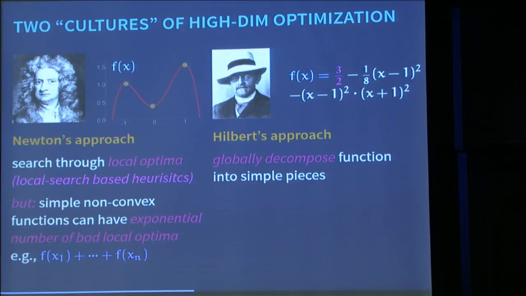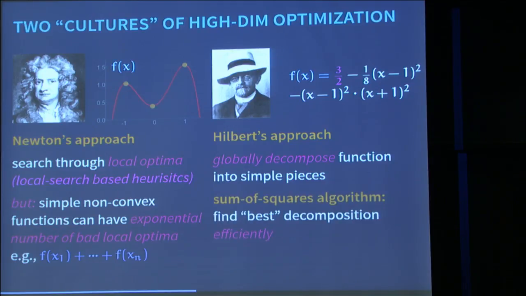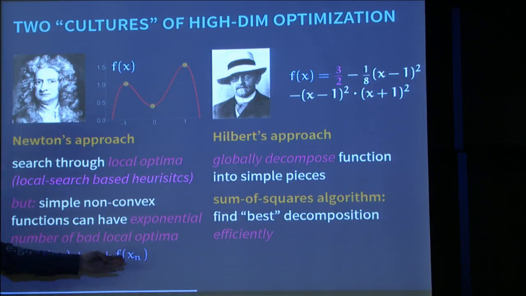Okay, and what's remarkable about this approach is that it can be made efficient almost in full generality, and that is what this sum of squares algorithm achieves. So it has a property that whenever there exists a decomposition of small size, for a certain notion of size, this algorithm can find the decomposition efficiently. And in particular, the sum of squares algorithm is able to find the correct decomposition for this example that had an exponential number of bad local maxima, and you can see what's a good decomposition for this. It just uses this decomposition and applies it to all of the variables.